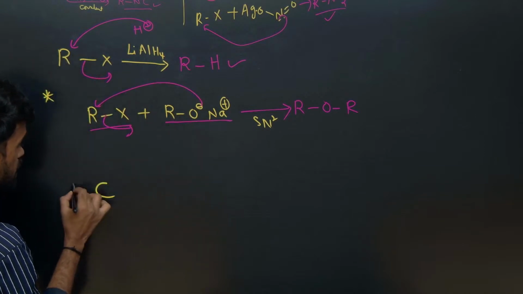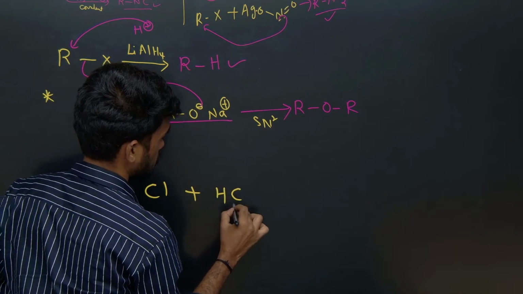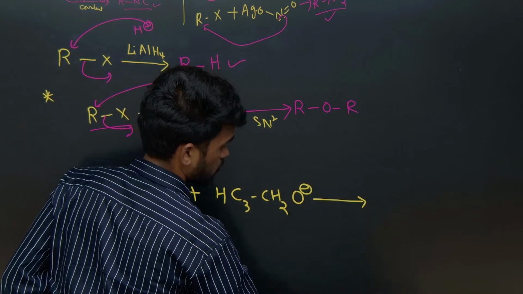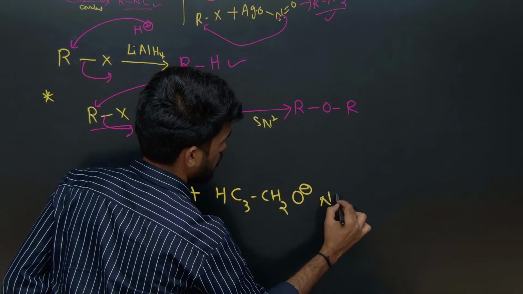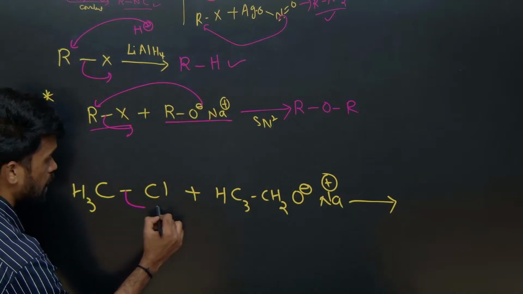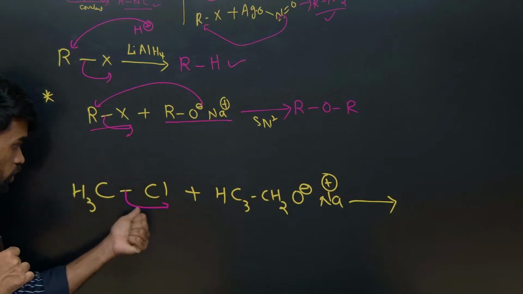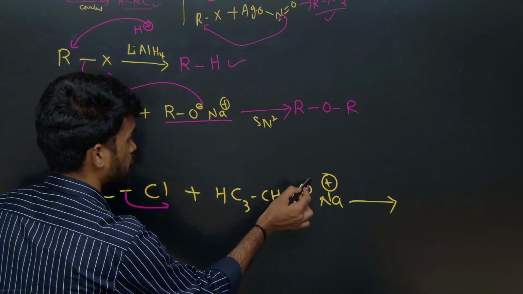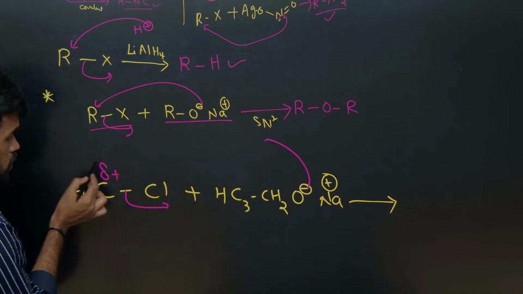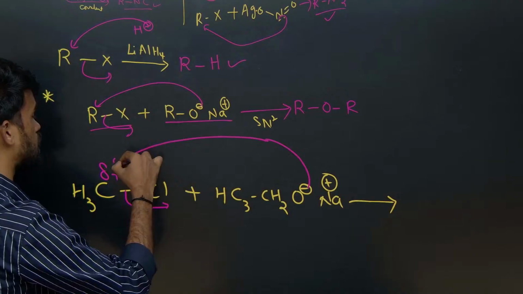Let us see one example like this, with O minus Na plus. Tell me, what is the product formed here? When the leaving group Cl minus is going out, this carbon gets partial positive character. On that electron deficient carbon, the negatively charged oxygen atom will be donating its electrons like this.